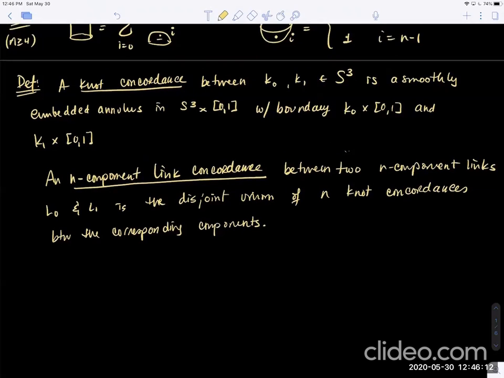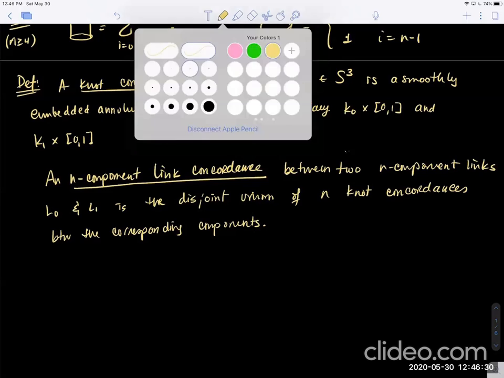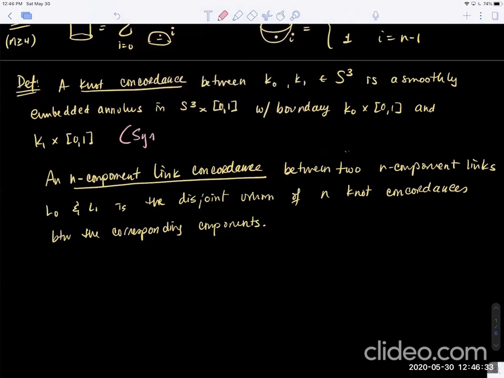It's important to note that if a knot concordance goes from K0 to K1, then you can take this concordance and just flip it upside down, and you would get some other concordism from K1 to K0. Is that a concordance as well? Yes, it is. So this relation is a symmetric relation.